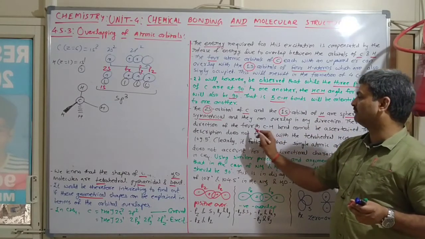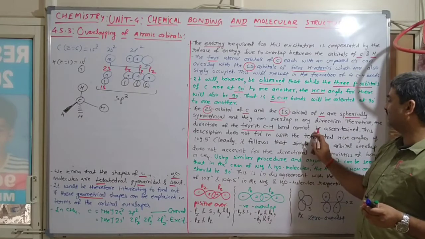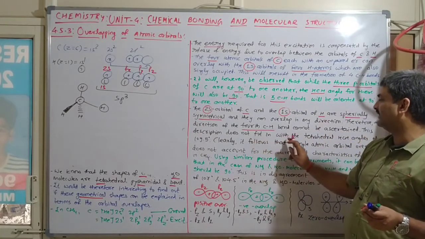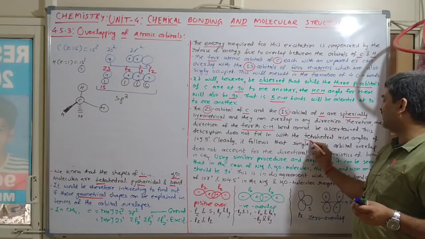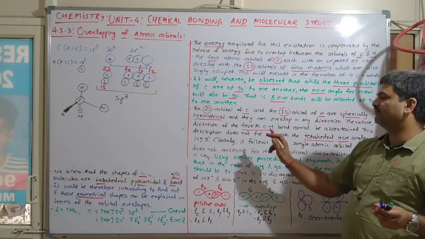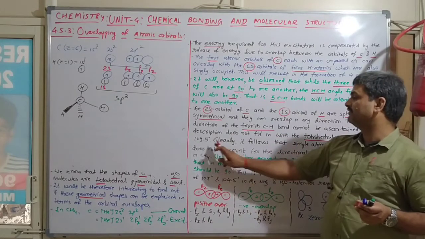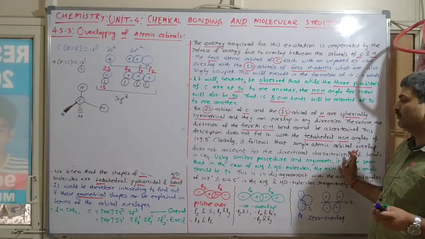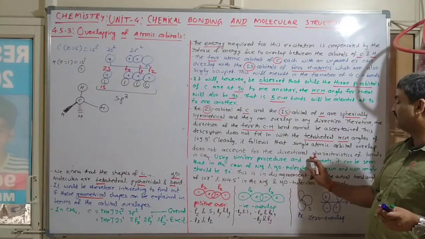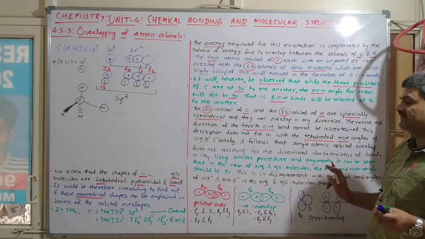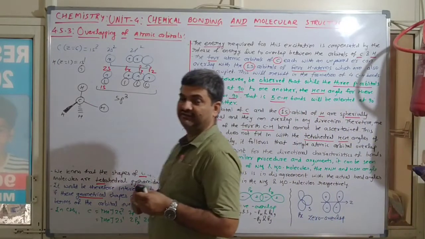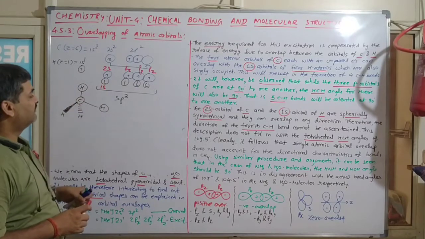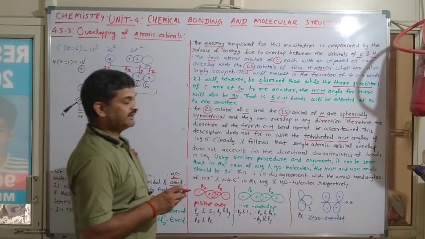Therefore, the direction of the 4th CH bond cannot be ascertained, and this description does not fit in with the tetrahedral HCH angle of 109.5 degree. So clearly it follows that simple atomic orbital overlap does not account for the directional characteristics of bonds in CH4. क्लियर हुआ कि नहीं? समझ में आया? मतलब ये जो s और s, 2s orbital of carbon and 1s orbital of hydrogen.